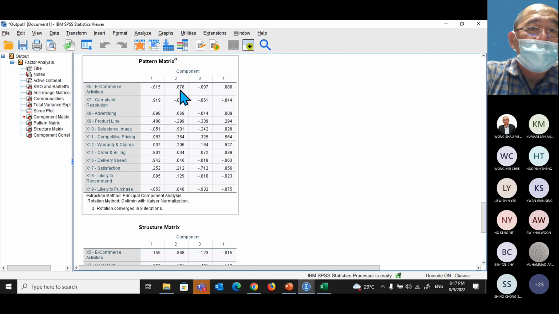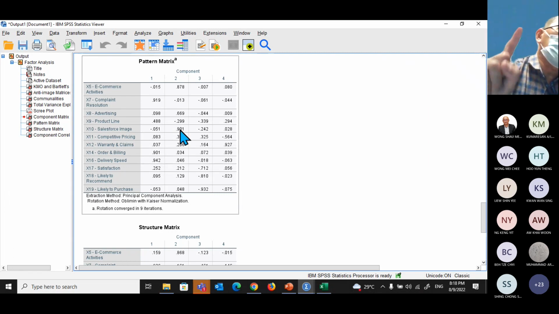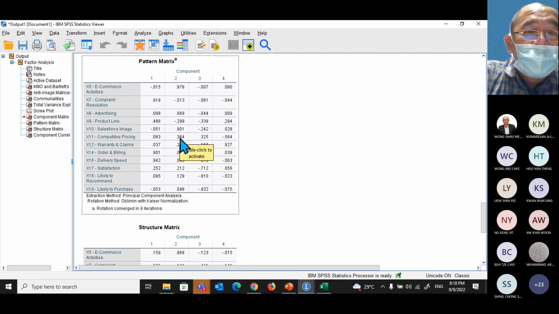So from here it's easier for us to see which factor each variable belongs to. For example, x5, 2. x7, 1. The rest is very small. x8, 2. x9, 1. x10, 2. Can you see it's very clear? It means there must be one number quite big and the others quite small.